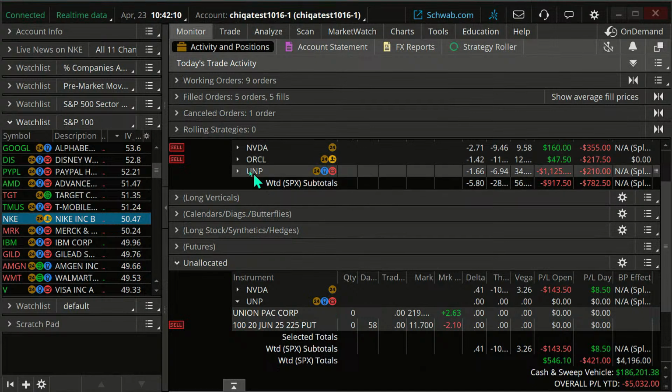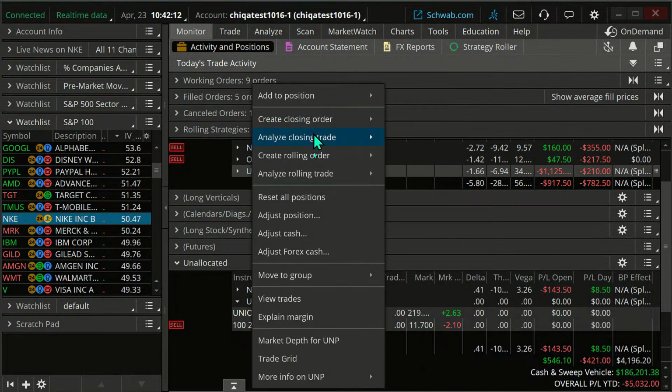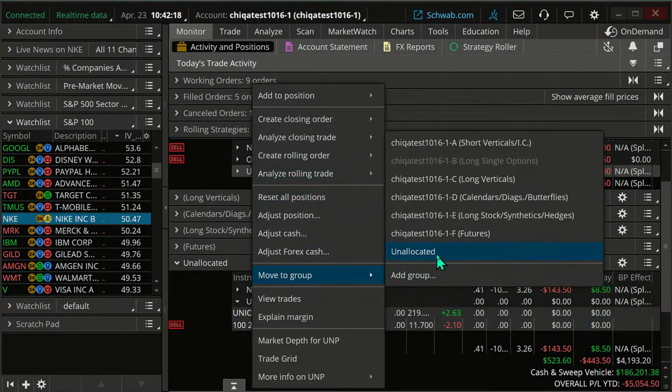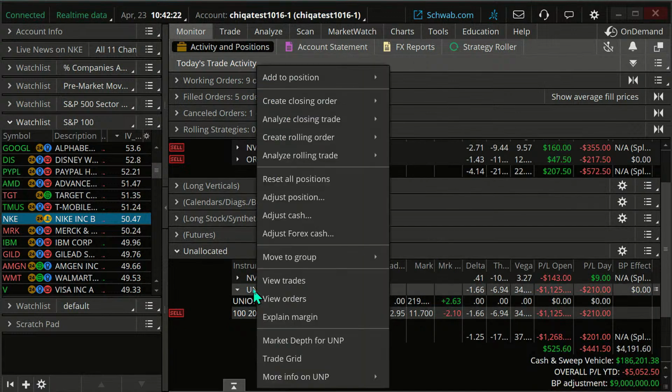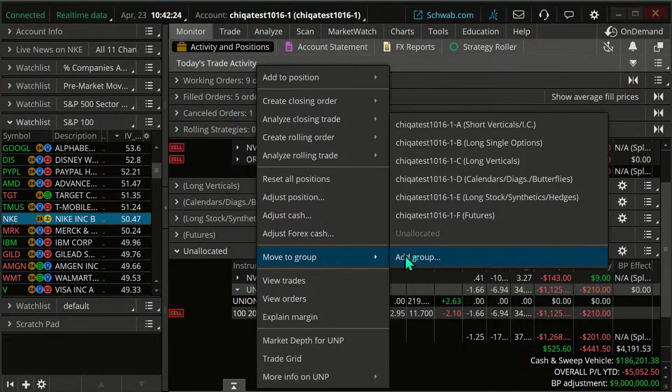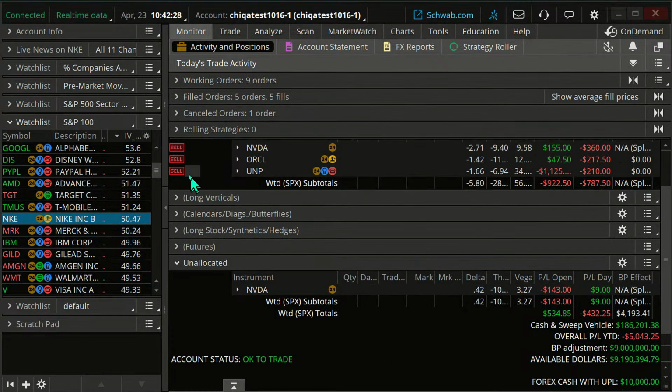That didn't work. Oh, I did the wrong thing. Hold on. Boy, today's a rough one here. Let me move this back to the group. I clicked on the wrong thing. Okay. Click on the whole shebang. Click on UNP up here. Now, if you move it to the group, I think, yes, it brought them both back together here. So we're all happy again.